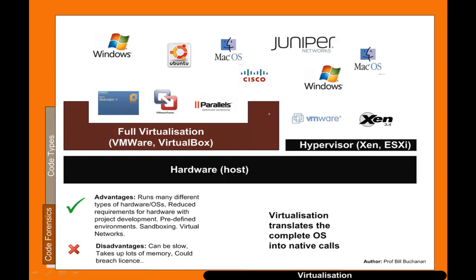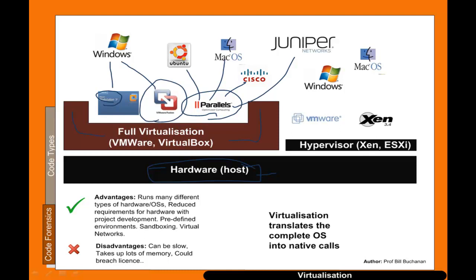Another type of system that we have, and one that's increasing, is that we can virtualize a whole operating system with all the programs within a virtualized infrastructure. So with this, we have our hardware. We then fit on top of that full virtualization, such as through VMware Workstation, VMware Fusion, which runs on the Mac, and Parallels. This then allows us to run a whole host of different operating systems on a range of hardware. So we can run Juniper Networks firewalls, Cisco devices, macOS, and so on.